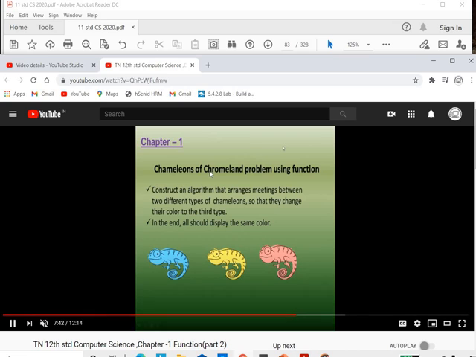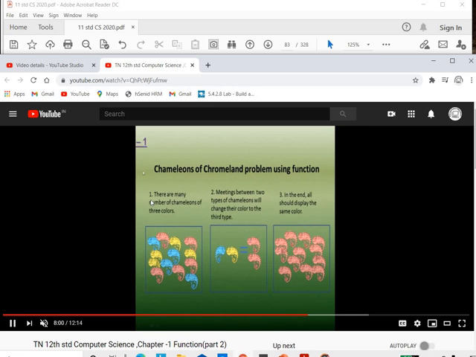See here, the chameleons of Chromeland problem. Construct an algorithm that arranges meetings between two different types of chameleons so that they change their color to the third type. Consider blue, yellow and red. There are many chameleons of three colors.